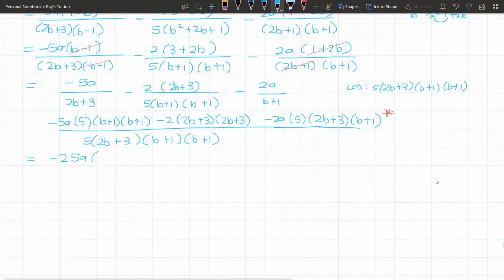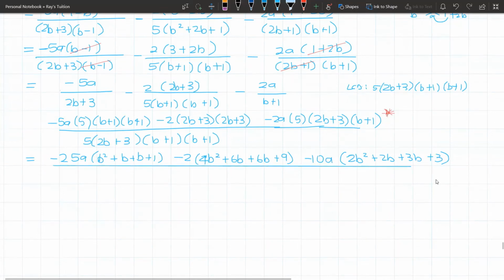And then we're going to FOIL this. So it's b squared plus b plus b plus 1 if we FOIL that. Okay, then minus 2, and this here is that bracket squared, so it's 4b squared. I'm FOILing it, plus 6b plus 6b plus 9. And then this here is minus 10a, and again I'm FOILing it, 2b squared plus 2b plus 3b plus 3. If you don't understand what I mean when I say I'm FOILing it, please watch our previous videos on products, where we go through exactly what this FOILing is. Okay, and it's over our LCD, which is 5 times 2b plus 3 times b plus 1 times b plus 1.